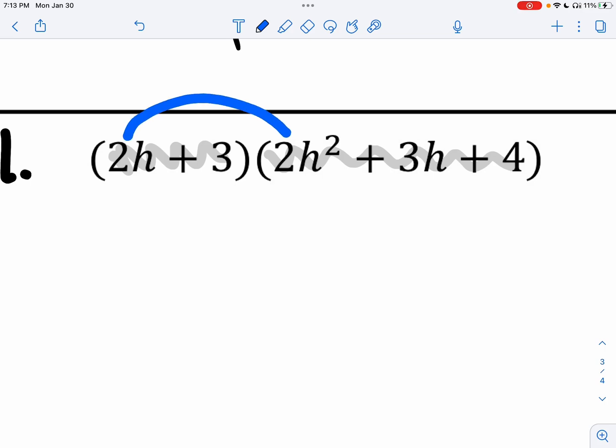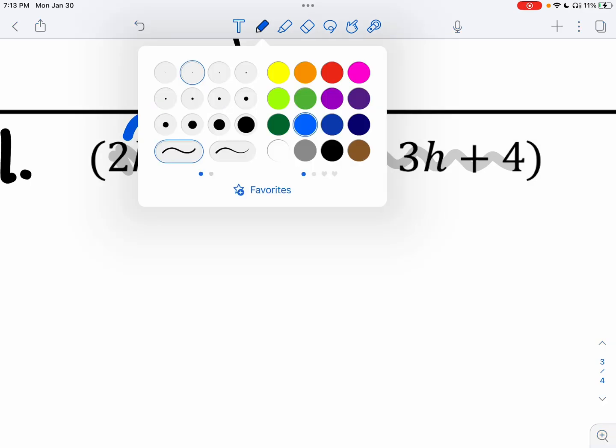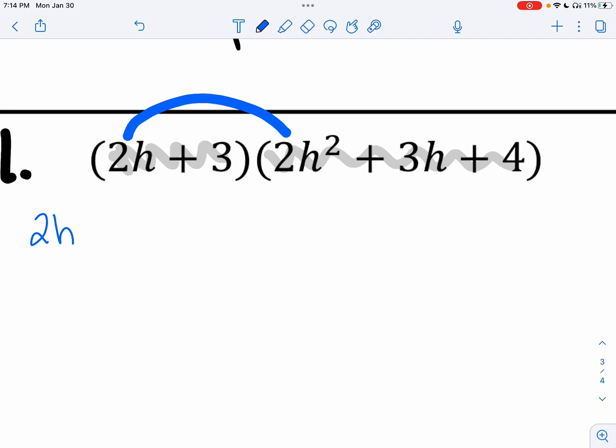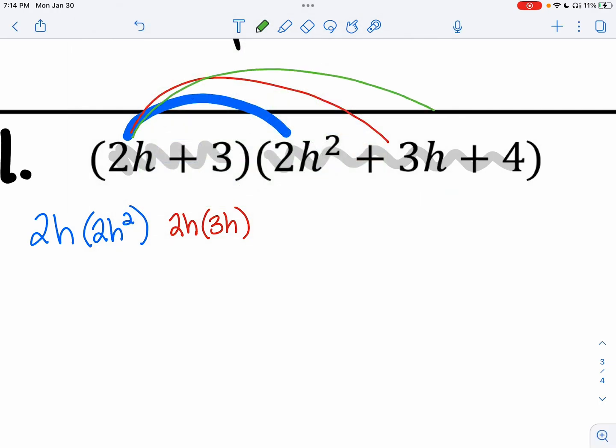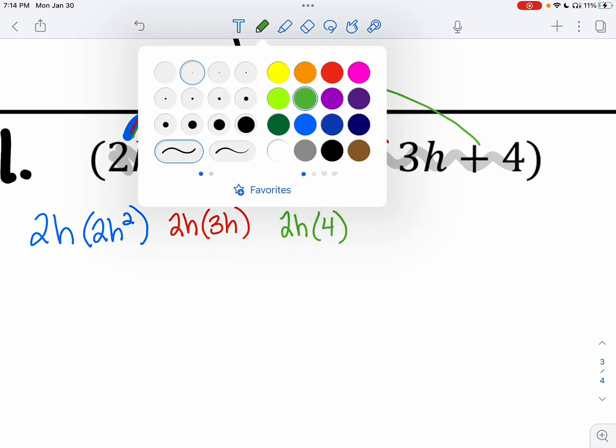The 2h goes to the 2h squared. And the 2h goes to the 3h. And the 2h goes to the plus 4. That way it goes to everything that's behind it in the other parenthesis.